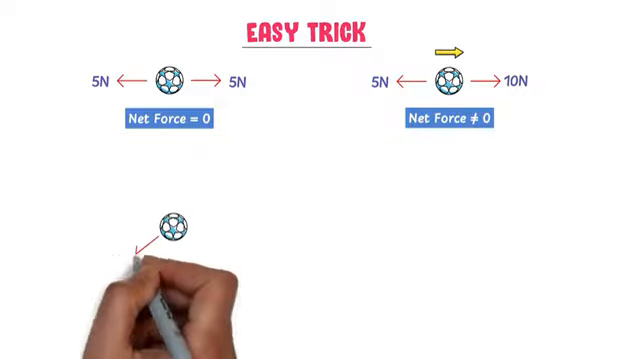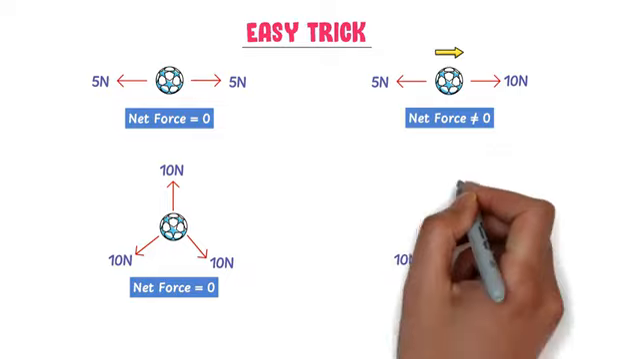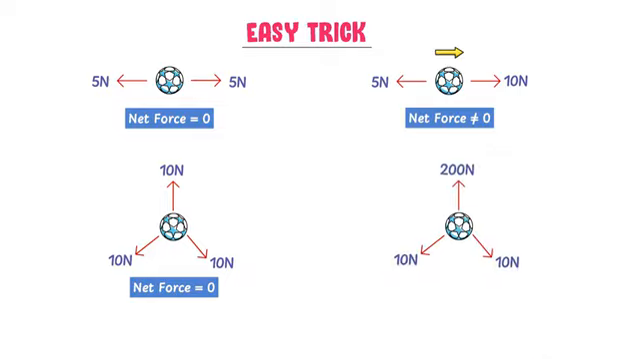Similarly, consider another case. Let the ball experience 3 forces of 10 Newton in 3 different directions. Here, again the net force is 0 and the ball doesn't go anywhere. Lastly, consider this case. Here, one force of 10 Newton acts on the ball in this direction and another force of 10 Newton also acts on the ball in this direction, while there is one force of 20 Newton acting on the ball in this direction. What about the net force? Well, the net force is not 0. The ball will move in this direction.